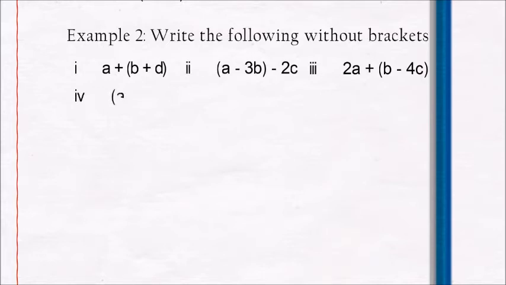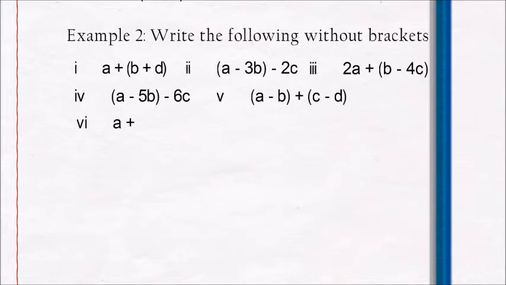4. Open bracket A minus 5B close bracket minus 6C. 5. Open bracket A minus B close bracket plus open bracket C minus D close bracket. 6. A plus open bracket B minus C close bracket minus D.